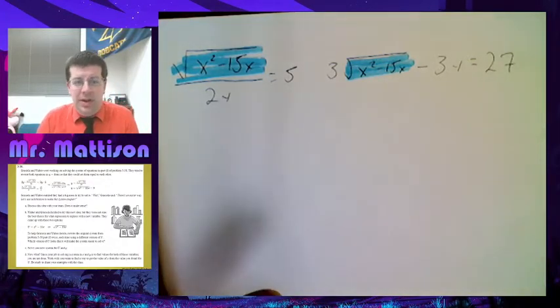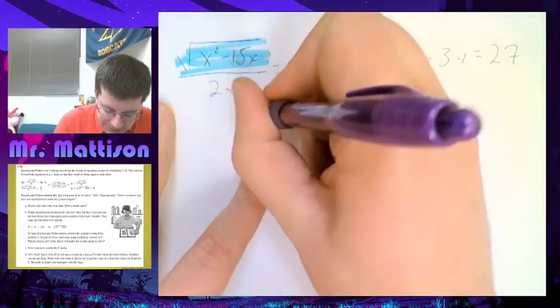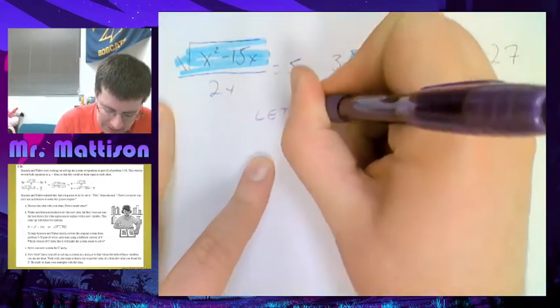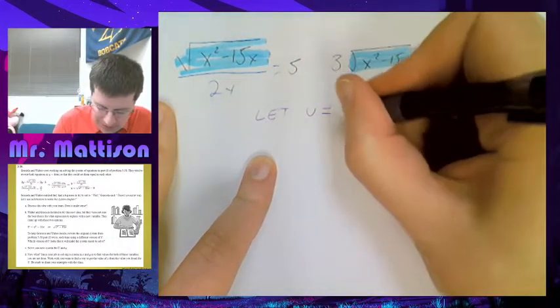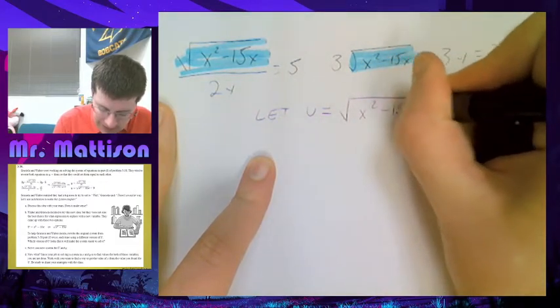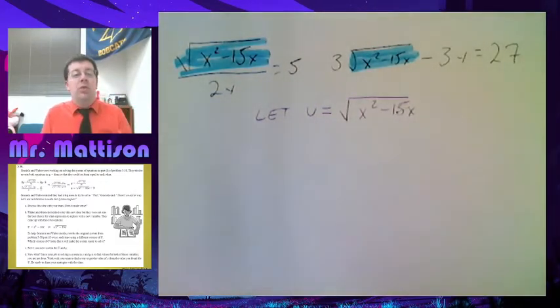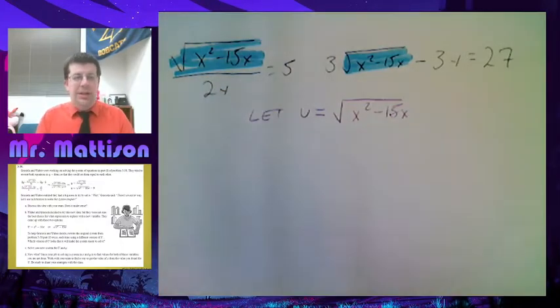But whenever I introduce my own variable, I have to define what that variable is. So I'm going to define U by saying let U equal that part there, which is the square root of x squared minus 15x. Now you can let U equal whatever you want, but in general, the rule is you want to make it the largest thing that is common between both of your equations, or seen multiple times in your one equation, depending on the context.